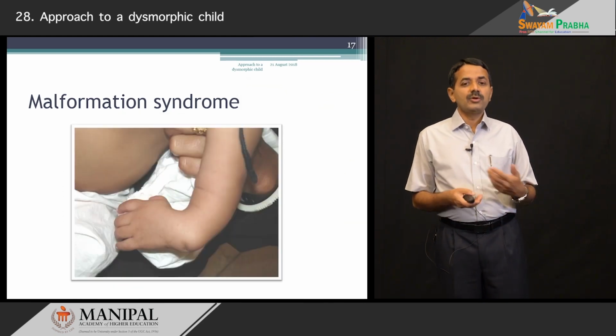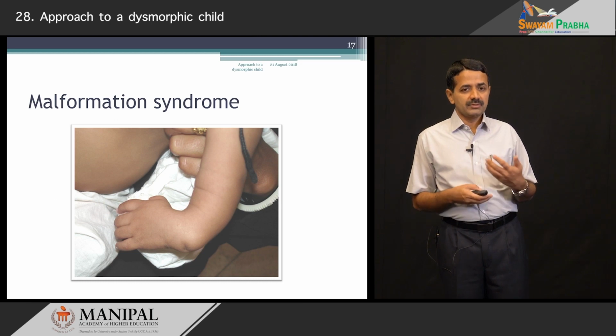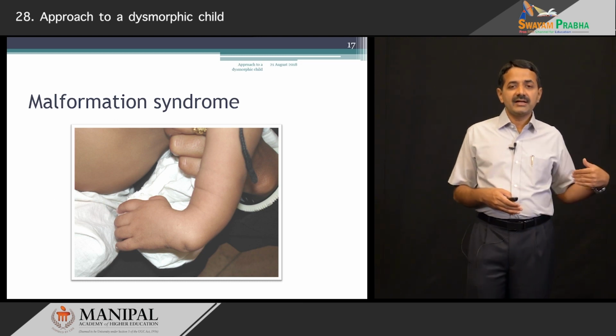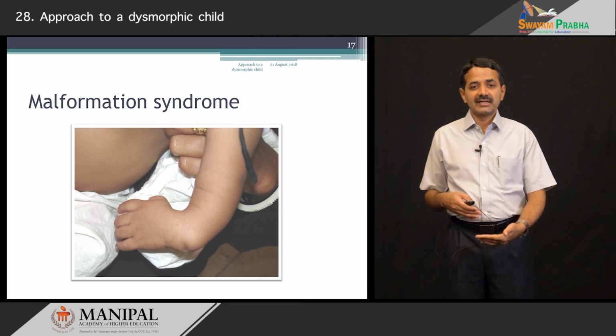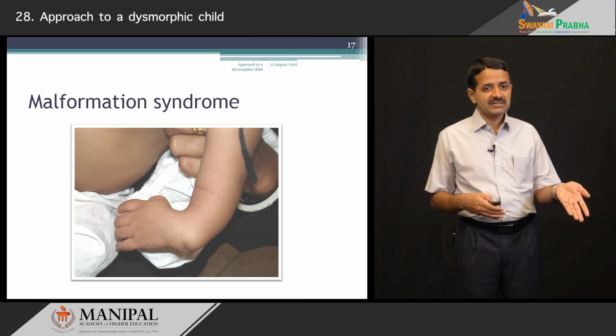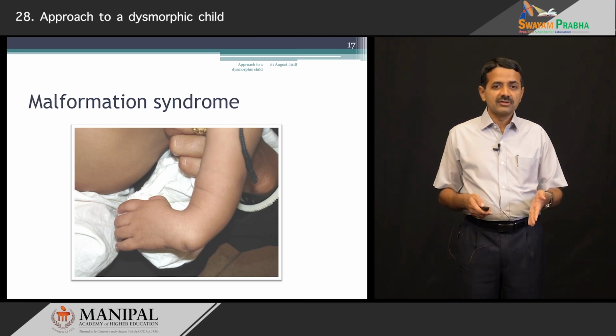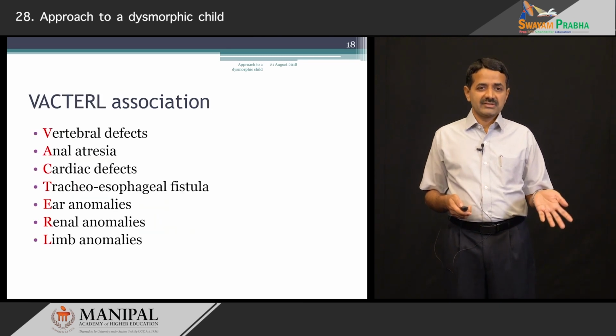Here you can see Holt-Oram syndrome, where you can see radial ray defect and a cardiac defect which are causally related due to a mutation in a particular gene. This is a malformation syndrome and you have multiple malformations.